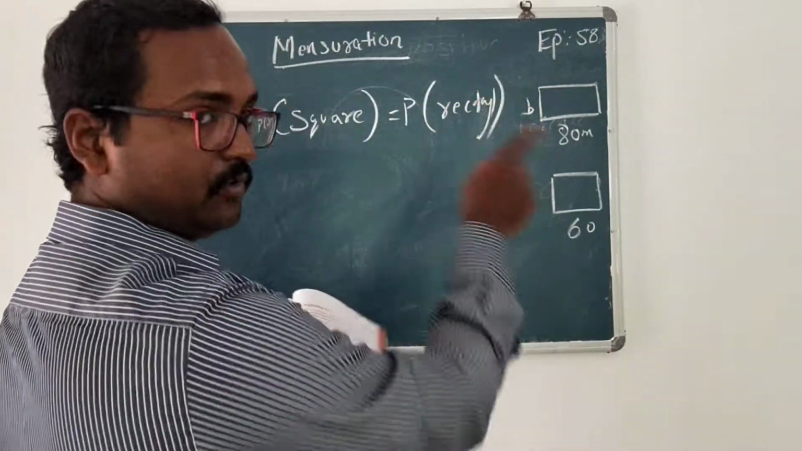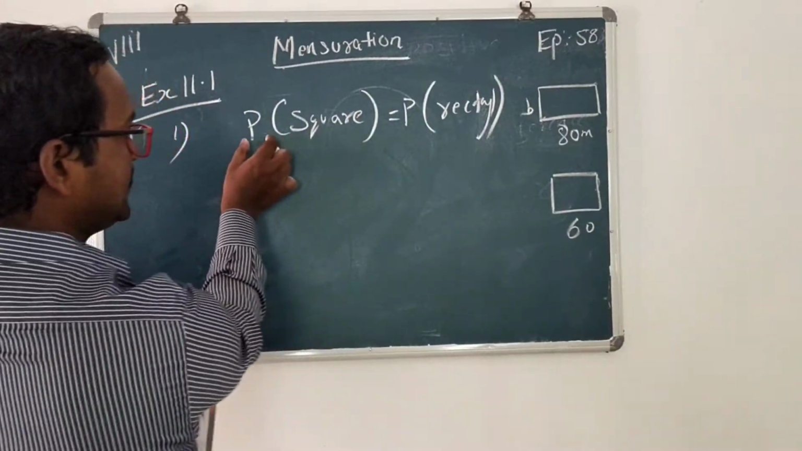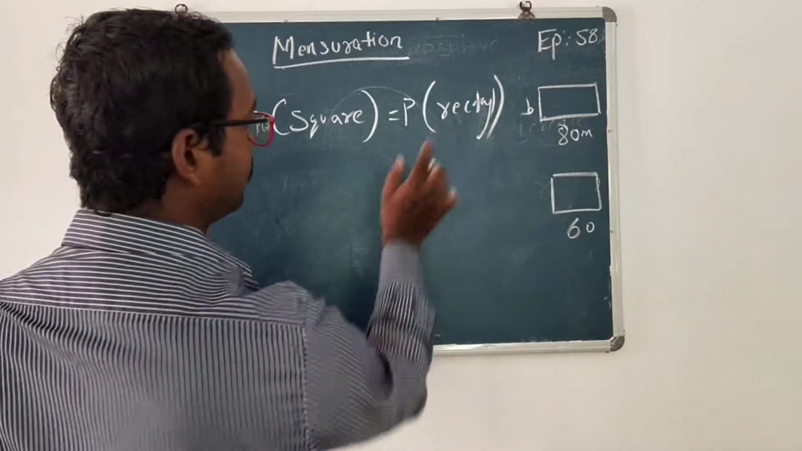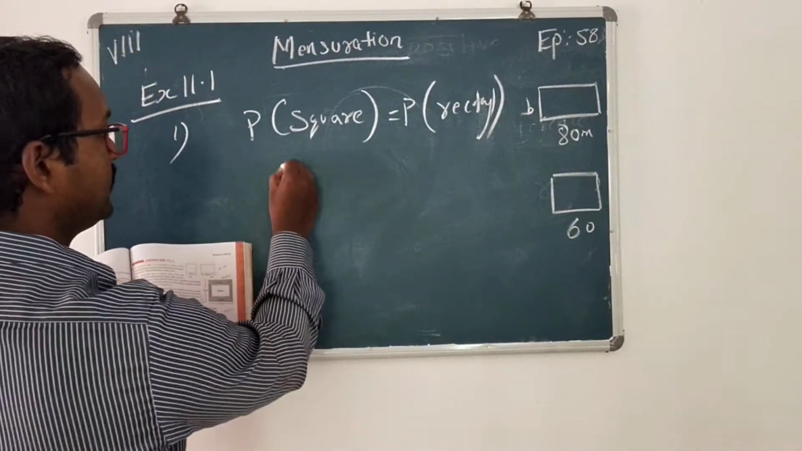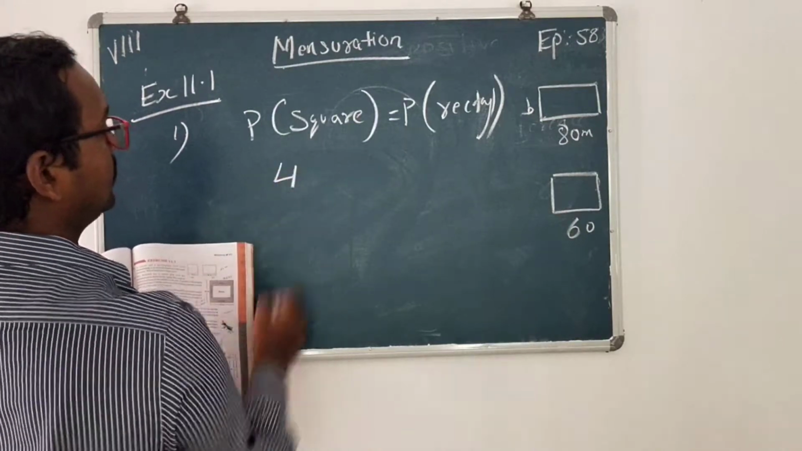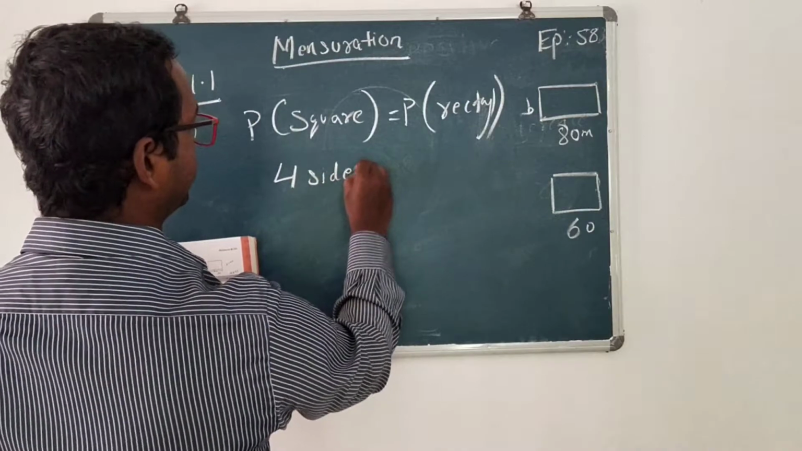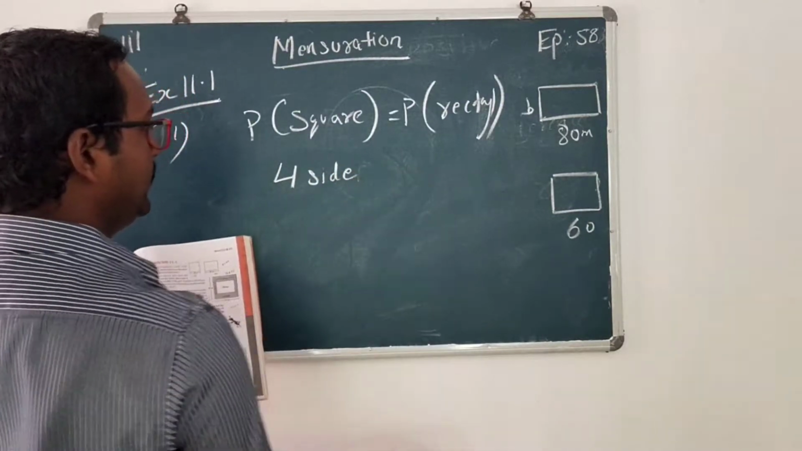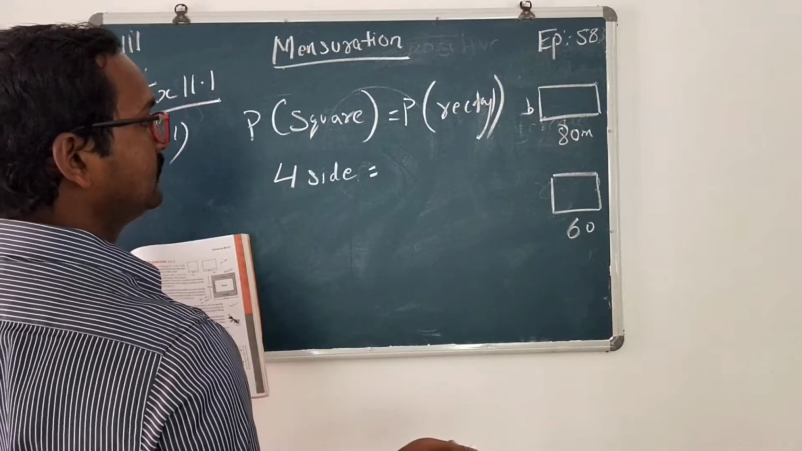Now because the board is small, I am just writing it in short form. This is perimeter of square is equal to perimeter of rectangle. This is the clue that is given in the question. So what is the perimeter of square? Perimeter of square is 4 side, which is equal to perimeter of rectangle.